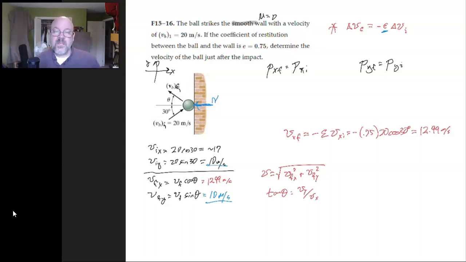Now in this particular example, we ended up not really needing to use our two relationships there, but that's primarily because we're effectively treating the wall as an object of infinite mass with zero velocity. And so that changes some things a little bit. But you're going to see that come into play in the future. Okay? All righty. Let's get ready for the next one.